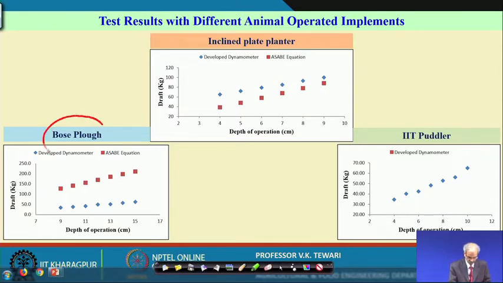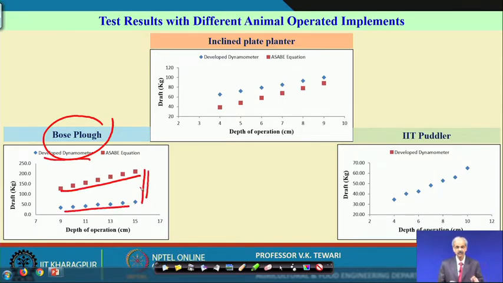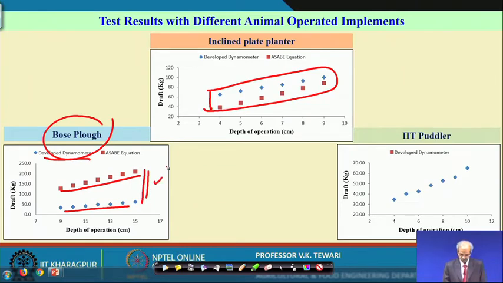See, with that plow which I talked of, the equation is here and the developed dynamometer is here. Yes, there appears to be some gap in between, and you can think of some error somewhere, but we did not get this in the case of the strain gauges when we talked of the tractor drawn equipment. But here, in the case of the inclined plate planter, we are very close. You can see that this is closer as compared to this.